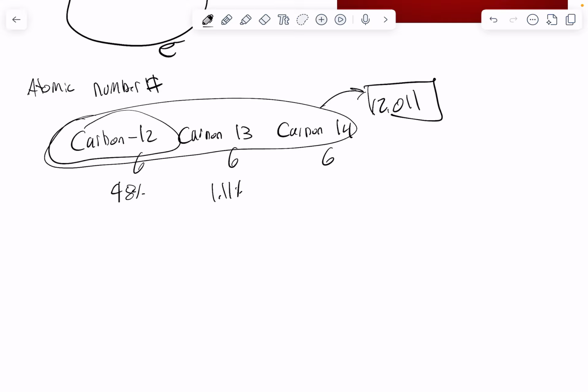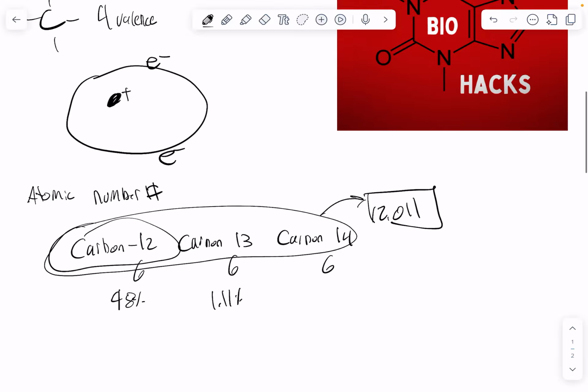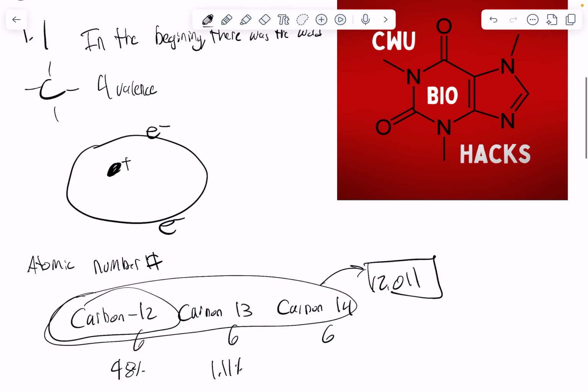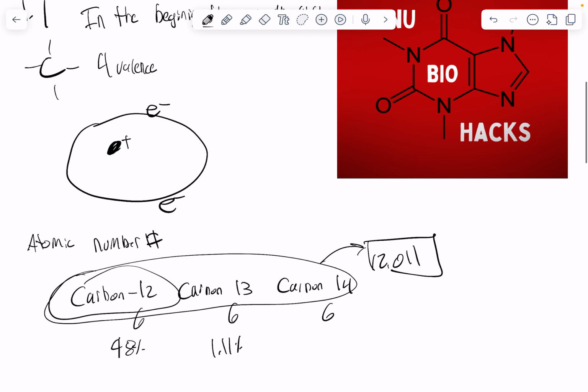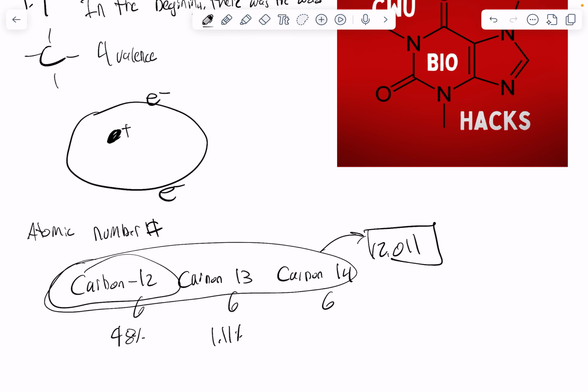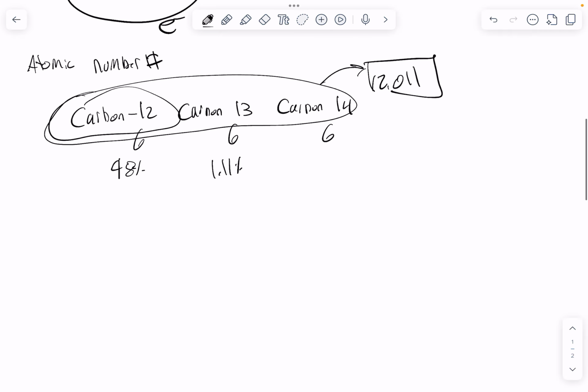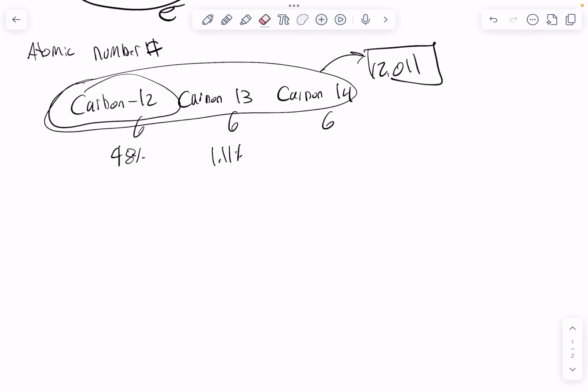So the weight of all these carbons put together is its atomic weight. Okay, so in 1.1, all we learned is that atoms are made of a positively charged nucleus surrounded by negatively charged electrons. In the nucleus, there are protons and neutrons. The protons are where you get the atomic number, and the protons plus the neutrons are where you get the atomic mass. Okay, so now let's move on to 1.2.